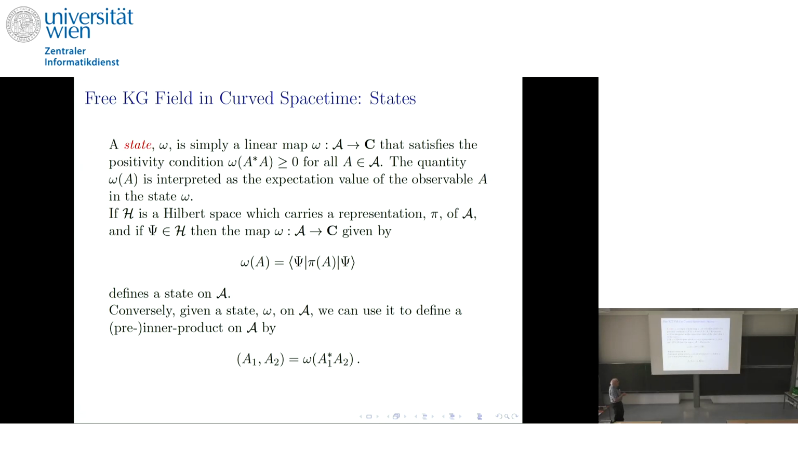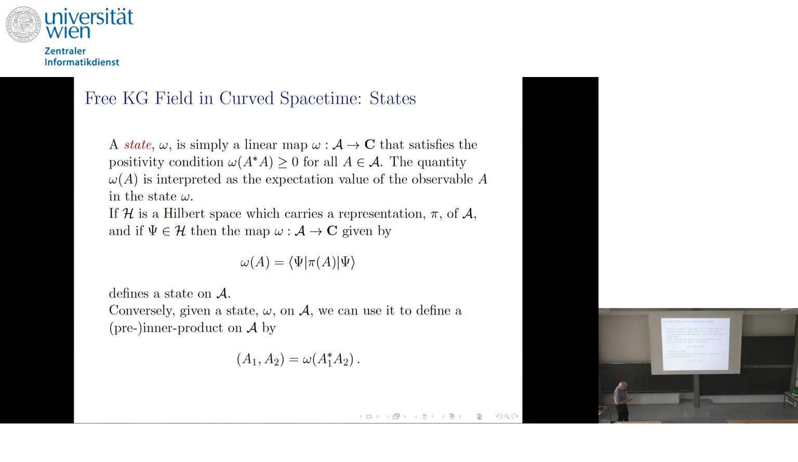Well, if we had a usual formulation where we had a Hilbert space and we had the quantum fields represented as operators, all of the observables represented as operators on this Hilbert space, then for any vector state in H, or really any density matrix in H, but let's just look at vector states, we're going to get a state in this algebraic sense by just taking the expectation value of the operator representative of A. So states in the usual sense of vectors in a Hilbert space that carries a representation of the field algebra are states in the algebraic sense.